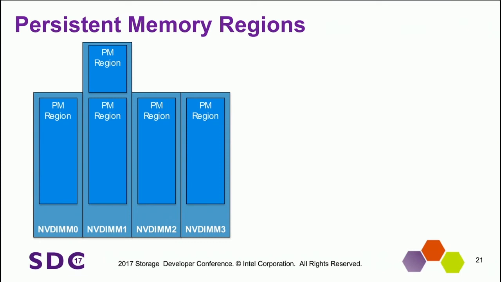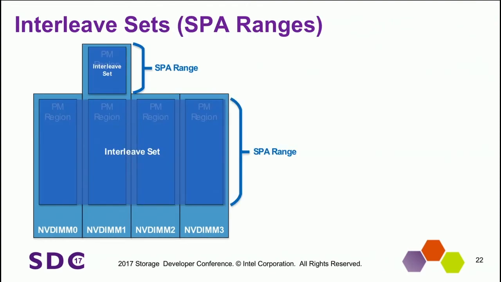So this is a diagram showing 4 NVDIMMs. Each DIMM has one persistent memory region. That would be an NVDIMM region mapping structure. The second DIMM has 2. The PM regions can be combined to make a contiguous system physical address range when they are interleaved. We call this an interleave set.